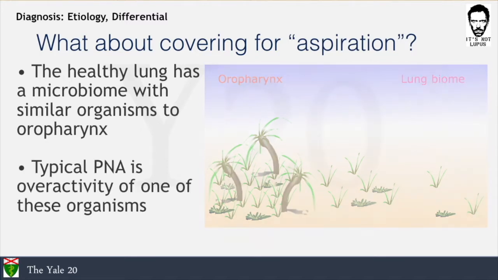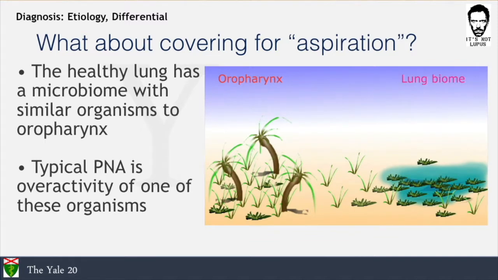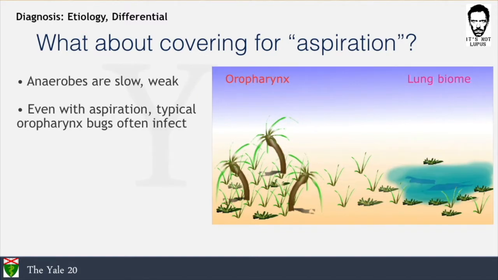In that context, our typical pneumonias can be thought of as an overgrowth of one of these species down in the lung, represented here. The thing about anaerobic bacteria, which are one of the main concerns in treating an aspiration pneumonia in particular, is that they're pretty slow growing and they require more of a comfortable environment to set up shop. So that said, even if someone does aspirate, they may still end up with a pneumonia secondary to a more typical organism.